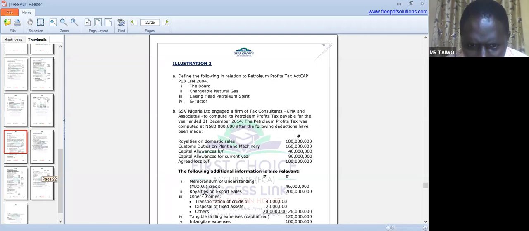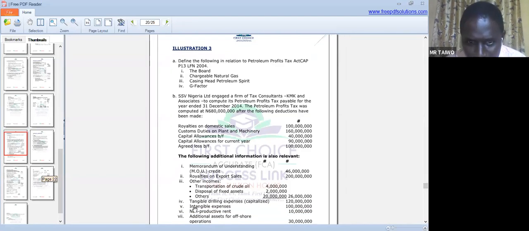Now, look at other items. Royalty on export sales, that should be expensed. Intangible dividend expense, this one is capitalized, it's not an expense. Don't put it under expense. When they say it's capitalized, it's not an expense. Intangible expenses, that will be an expense. You put it under expenses.